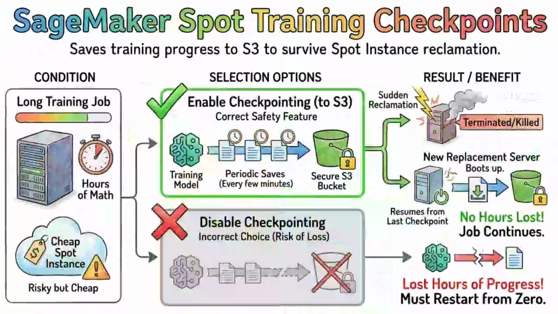When the new replacement server finally boots up, it simply downloads the latest checkpoint from S3 and resumes the training exactly where the previous server violently left off.